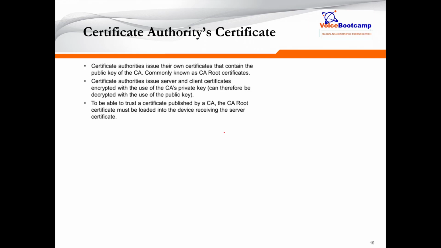Now, a certificate authority will issue its own certificate that contains the public key of the CA, commonly known as the CA root certificate. The certificate authority will issue server and client certificates encrypted with the CA's private key. So, for example, you want to purchase a certificate from GoDaddy, and most web browsers usually have the key of GoDaddy in their web browser. So the certificate authority server will then issue a server and a client certificate, and they will encrypt that with the CA's private key, which can, of course, be decrypted using the public key.